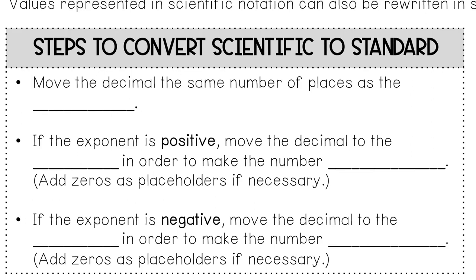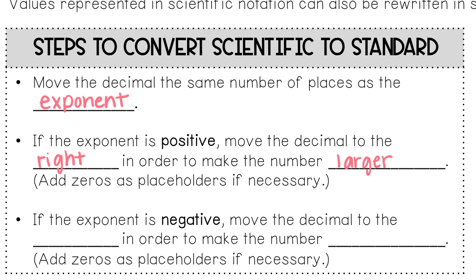This lesson is on converting numbers in scientific notation to standard form. The first thing we're going to do is move the decimal the same number of places as the exponent. So if the exponent with the power of 10 is 2, you would move the decimal twice. If the exponent is positive, you're going to move the decimal to the right to make the number larger. And you're going to add zeros as placeholders if that's necessary.